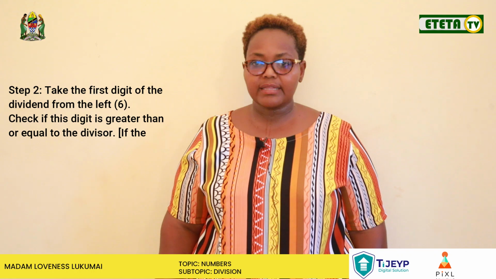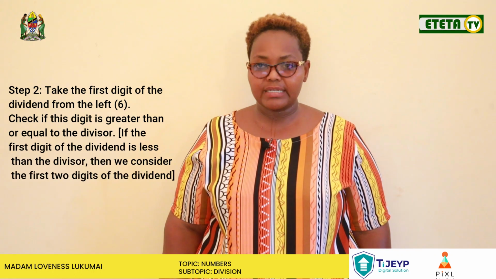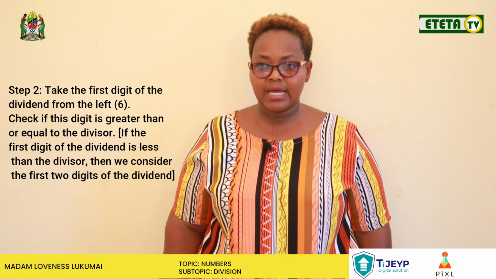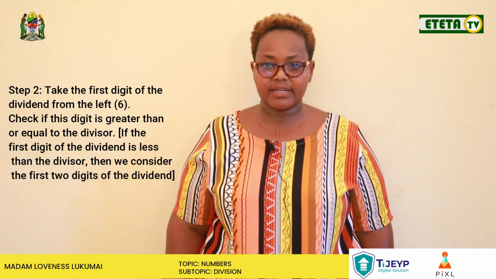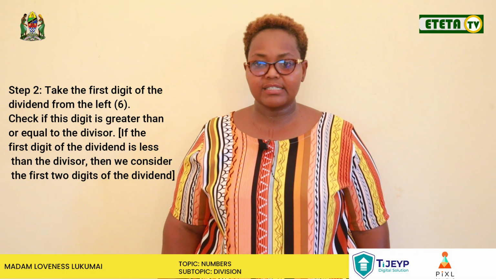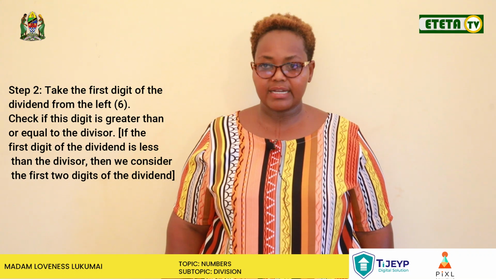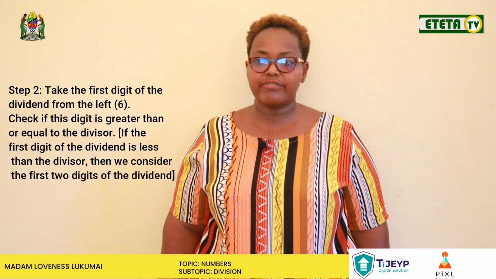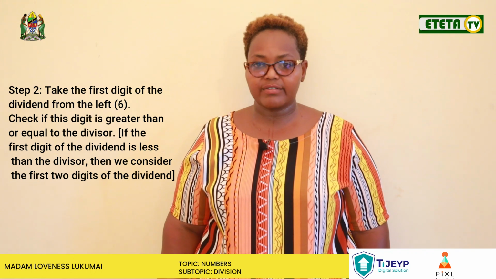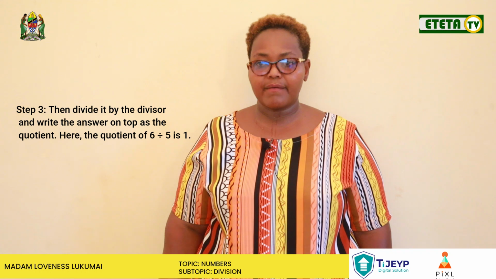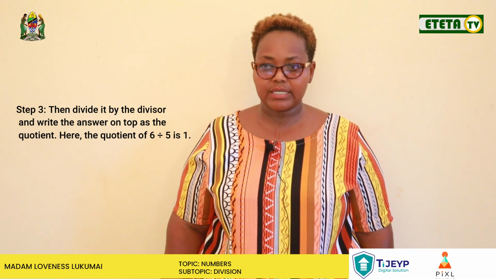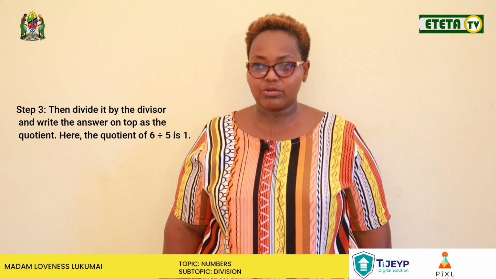Step 2. Take the first digit of the dividend from the left, 6. Check whether this digit is greater than or equal to the divisor. If the first digit of the dividend is less than the divisor, then consider the first 2 digits of the dividend. Step 3. Divide by the divisor, and write the number on top as the quotient. Here the quotient of 6 divided by 5 is 1.